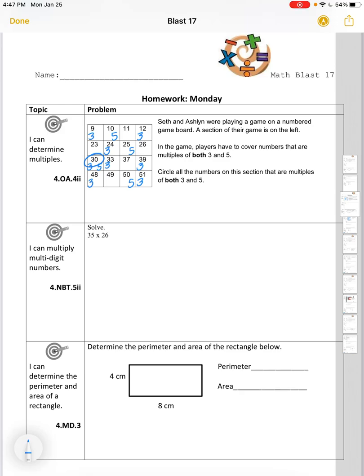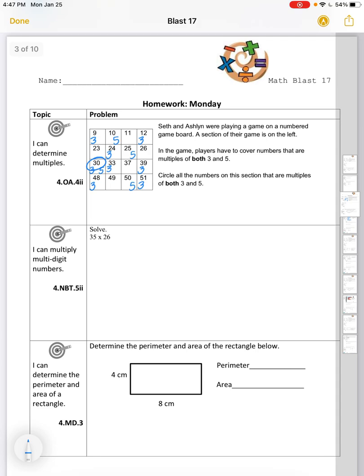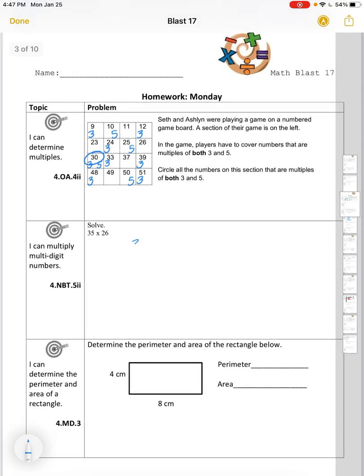I can multiply multi-digit numbers. 35 times 26. Here I'm going to use the area model, because we're multiplying here. So let's use the area model, and I'll go 30 and 5. So I want 2 columns in my area here. And 26 is 20 and 6. So I'm going to put 2 rows.